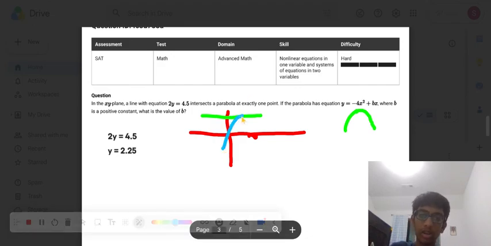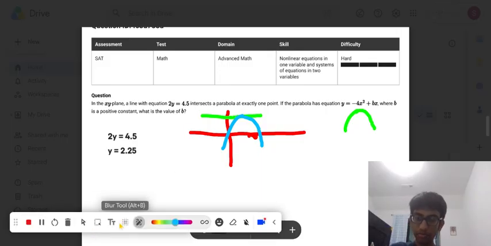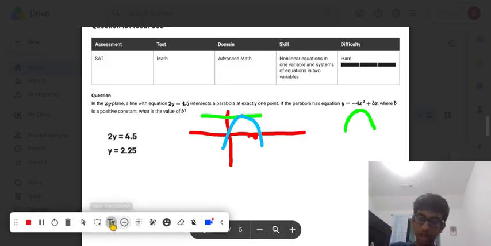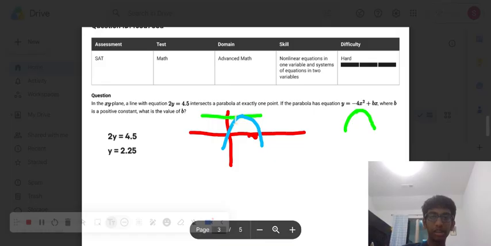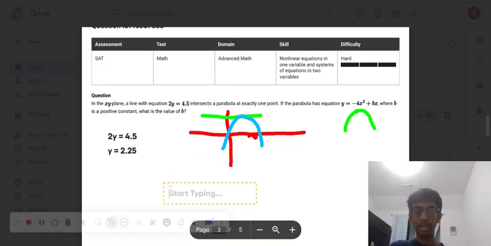Oh, and one last thing. We know that since it intersects the line 2y is equal to 4.5 at exactly 1 point, it's going to only touch it once, like that. So the graph is going to look something like this, right? What else do we know? We know that our intersection point x is our maximum height, right?